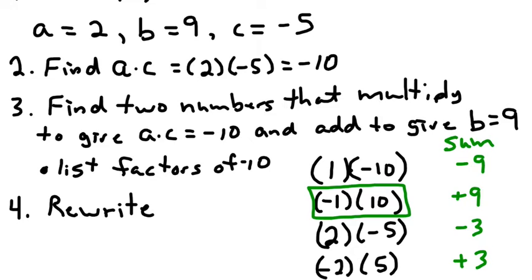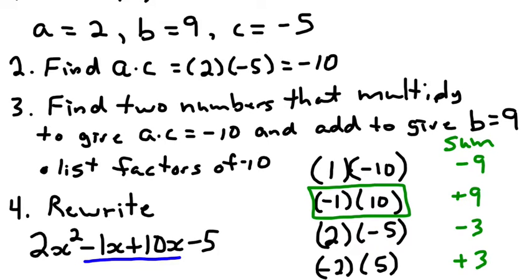So we want to rewrite the original 2x squared plus 9x minus 5 using minus 1 and plus 10 for the 9. So we want to break up the 9 into a minus 1 and a 10. That's why it's called decomposition, because we're breaking up that middle term. So it was a plus 9x, now it's minus 1x, and it's plus 10x. Now if you wrote it the other way, plus 10x minus 1x, you would still get the right answer. So it doesn't matter what order you write it down at that point.